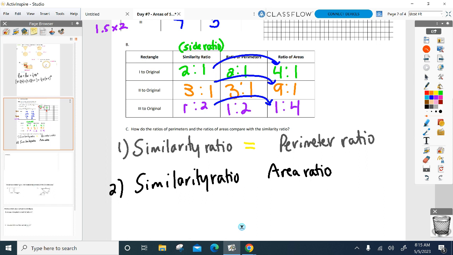How do I go from 2 to 1 to 4 to 1, 3 to 1 to 9 to 1? Got something, Abbott? Square. Oh, my man, there you go. I'm going to have to square whatever the similarity ratio is, everyone right? Square 2 to 1, you get 4 to 1 to get the area ratio. Okay, so that's what I need to do. Square the similarity ratio to get to the area ratio.